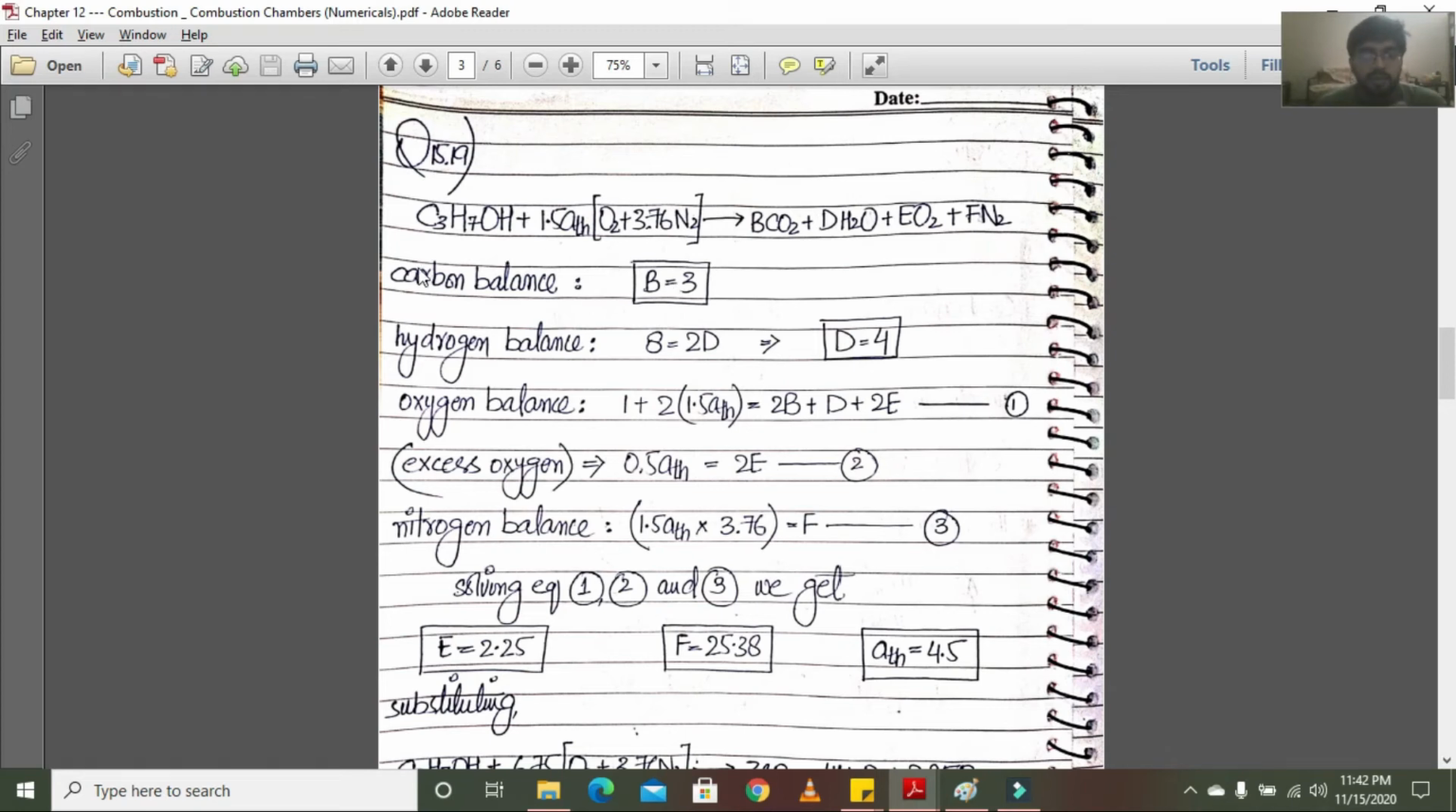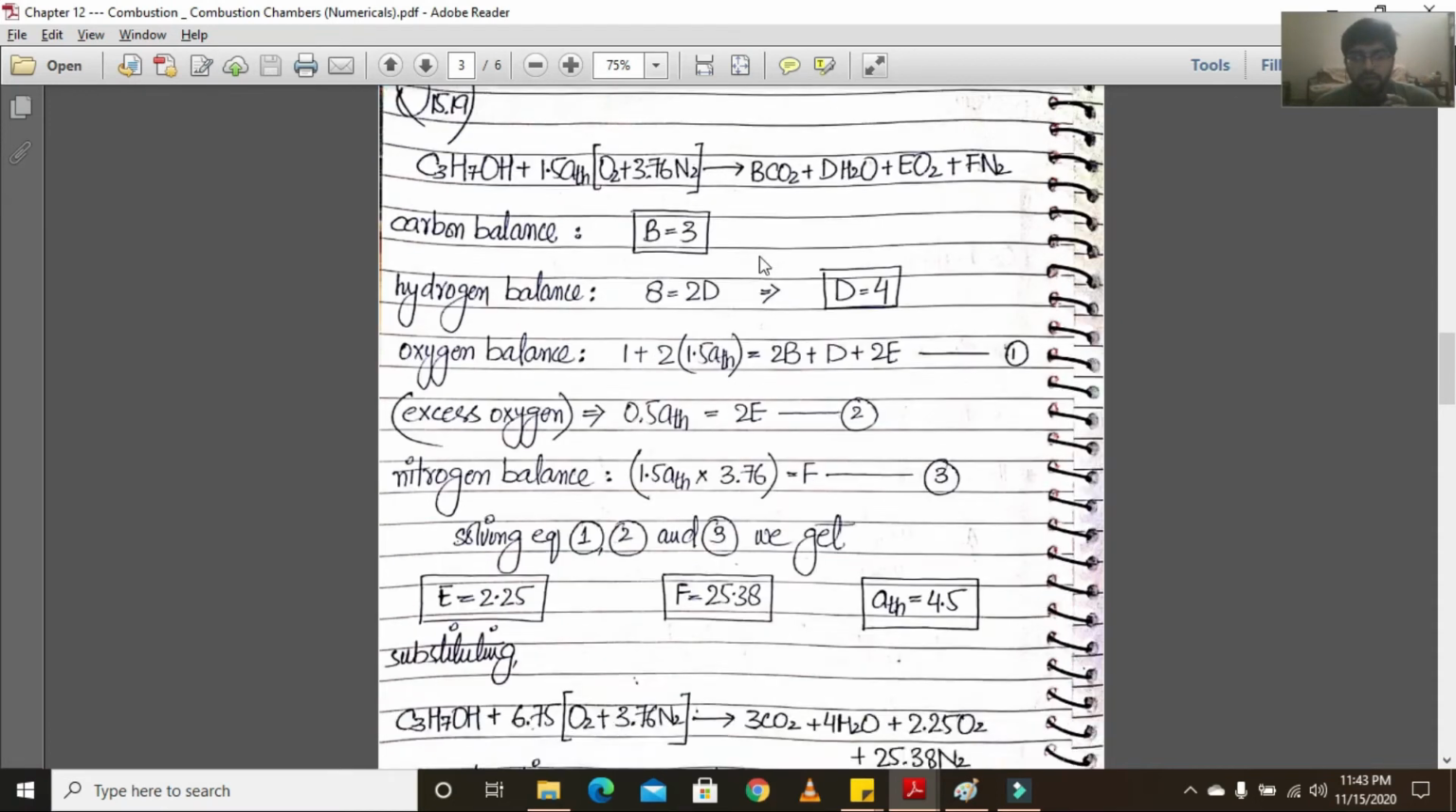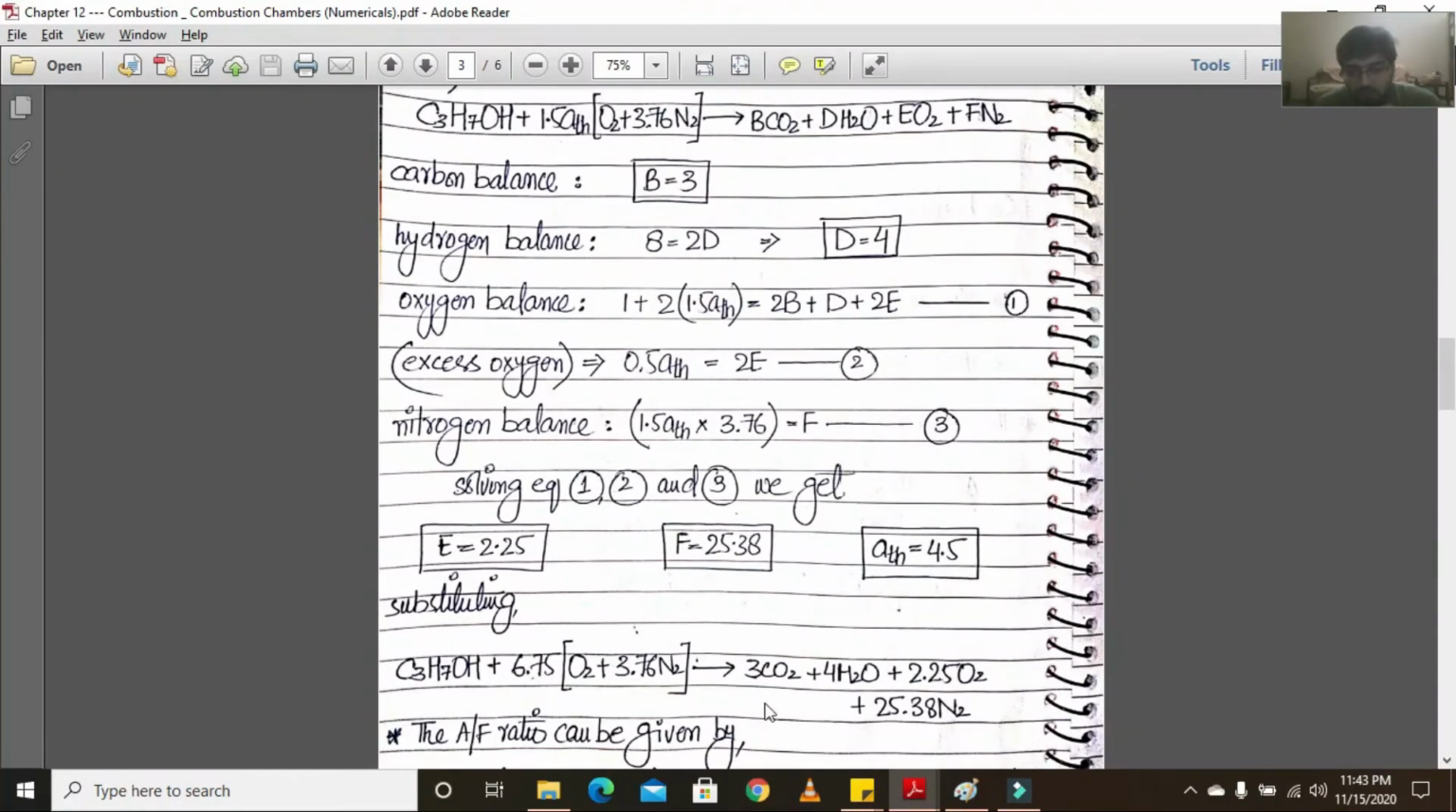So here if I balance the carbon, you can see that on the left side I have C3H7OH, which means I have 3 atoms of carbon, whereas on the right side I haven't mentioned the carbon atoms. So you can simply say that B is equal to 3, and the value of B is coming out to be 3. So if I write down the equation by substituting this unknown variable, instead of B I have mentioned 3 moles of carbon dioxide.